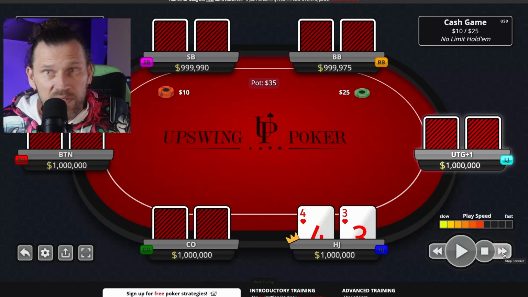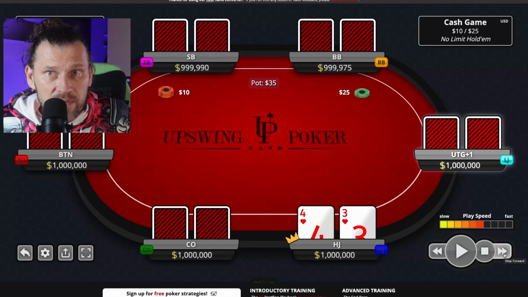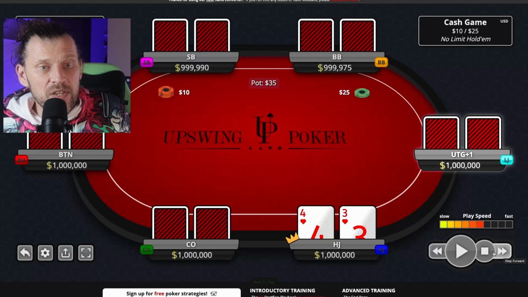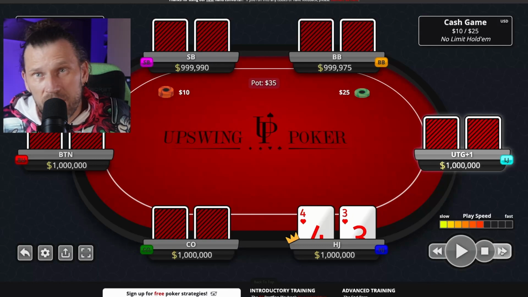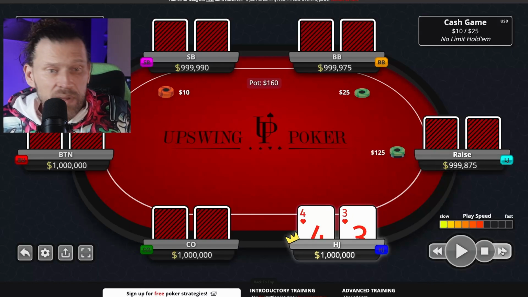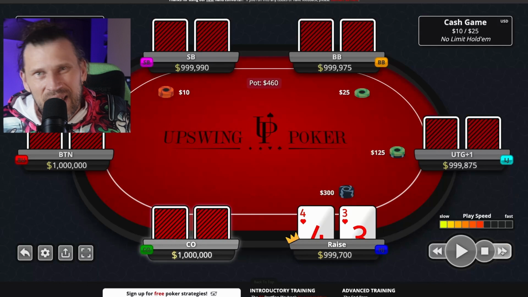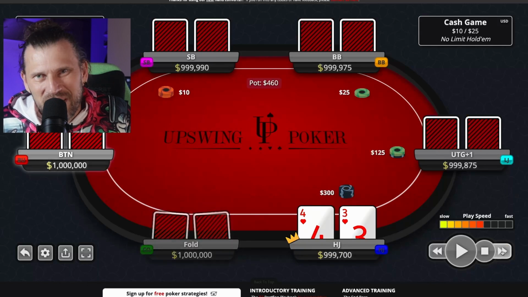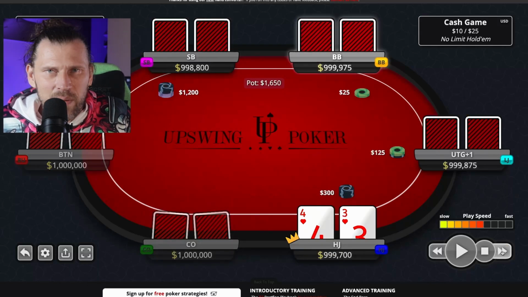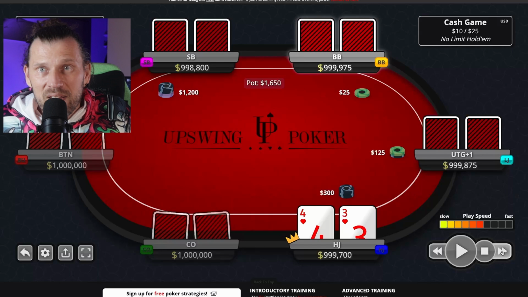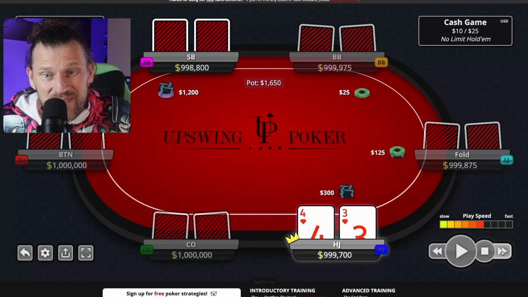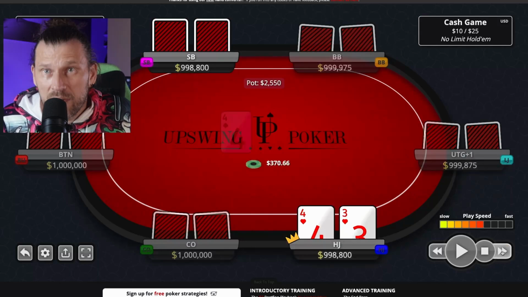So the hand goes like this. This is actually a live game from Hustler Casino. It's a deep cash game. You're in the hijack with 4-3 of hearts, UTG+1 raises, and you 3-bet. I know it's a bit opportunistic, but in a deep cash game you can get away with this. And then the small blind 4-bets. And you call.